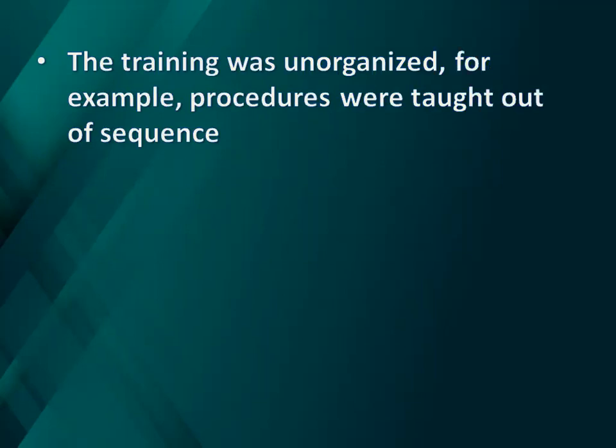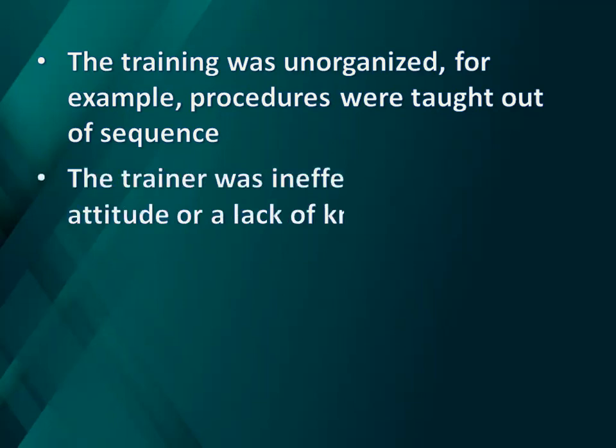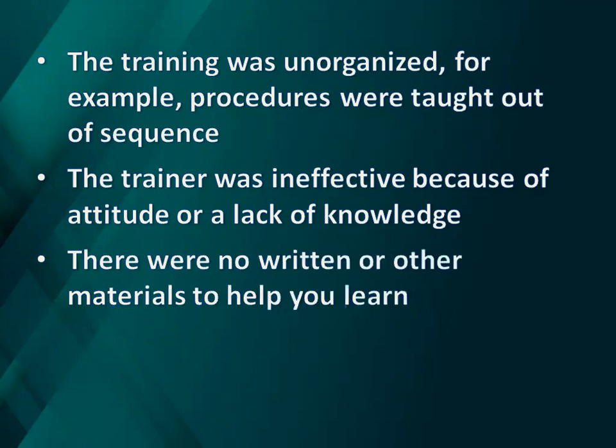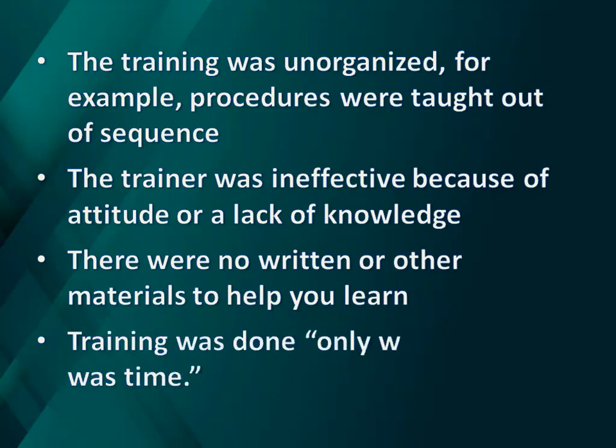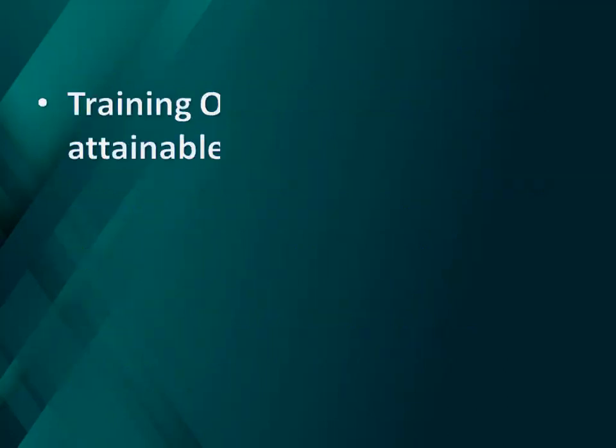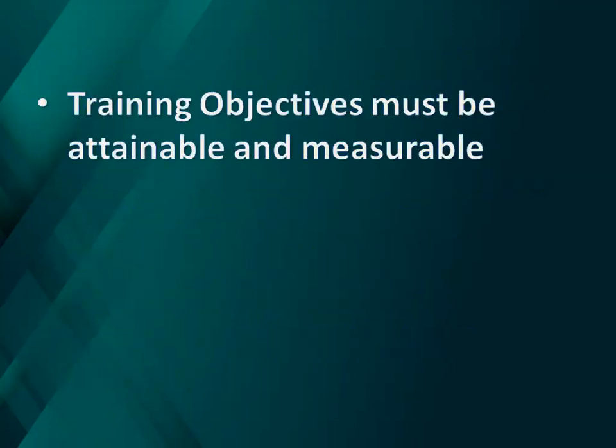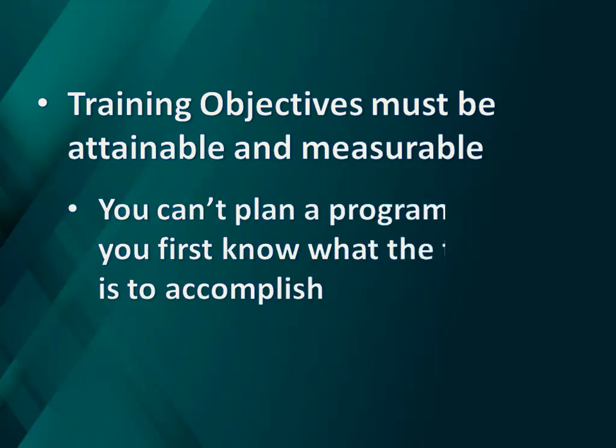The training was unorganized. For example, procedures were taught out of sequence. The trainer was ineffective because of attitude or a lack of knowledge. There were no written or other materials to help you learn. Training was done only when there was time. Training objectives must be attainable and measurable. You can't plan a program until you first know what the training is to accomplish.